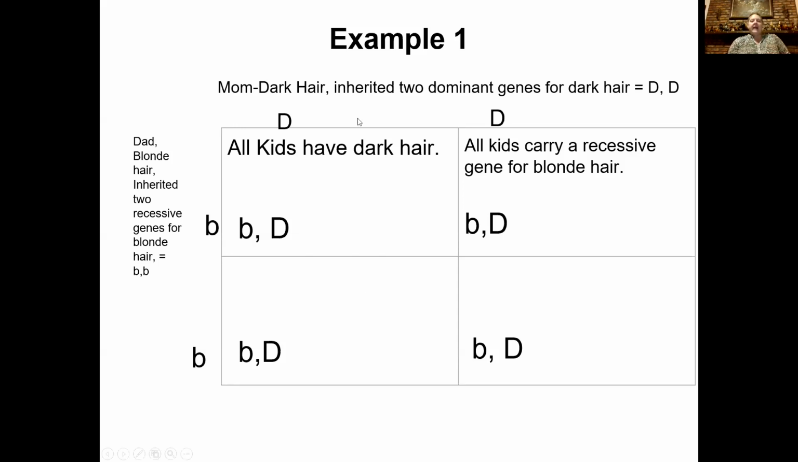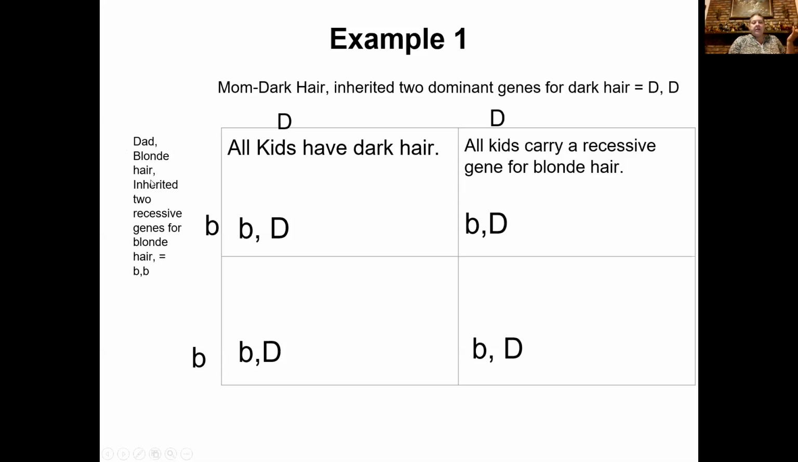So let's say we have a mom that has dark hair. She inherited 2 dominant genes of dark hair right here. We're going to put that as a capital D to make it easier to understand. So for dark hair, we're going to say a capital D. We got a gene from dad, a gene from mom. Dad is blonde. So let's say the father of the children. This is the mom of the children in the box. This is the dad of the children in the box, okay?